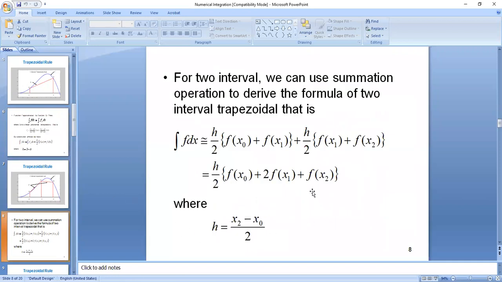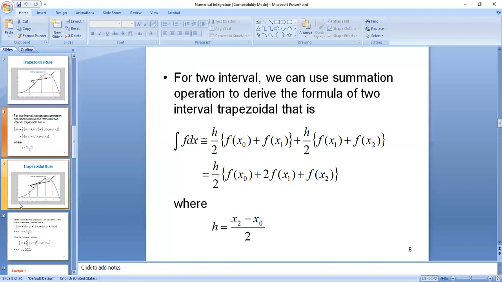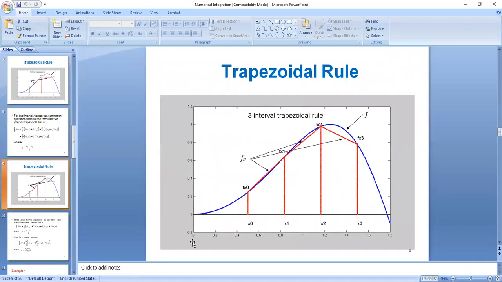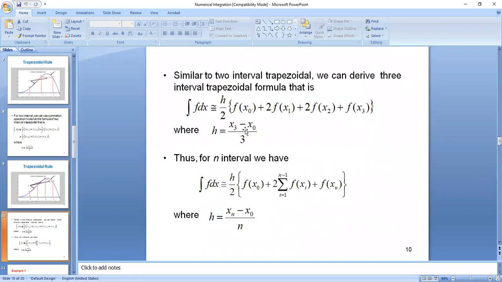Now, how do we make this general? What if you have n divisions? Not just 2, not just 3, but n. I think I still have another one here for 3 intervals. It has three trapezoids.